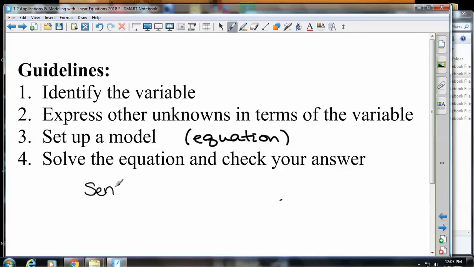Always, if I give you a problem in words, I want you to answer it in words. So make sure you are answering in a sentence at the end. So 2 guaranteed points. If you do nothing else correct in your problem, if you tell me what your variable is and you write a sentence at the end, I will give you 2 points, no matter what. Make sure you're doing those things.